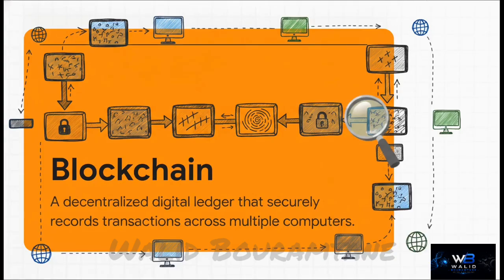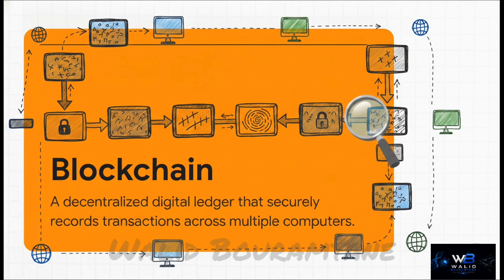All right, let's start with Layer 1. This is the absolute bedrock of our entire tech stack, because before we can even think about having decentralized money or apps, we need a secure, rock-solid way to record information without relying on a middleman. And to do that, we use a blockchain.